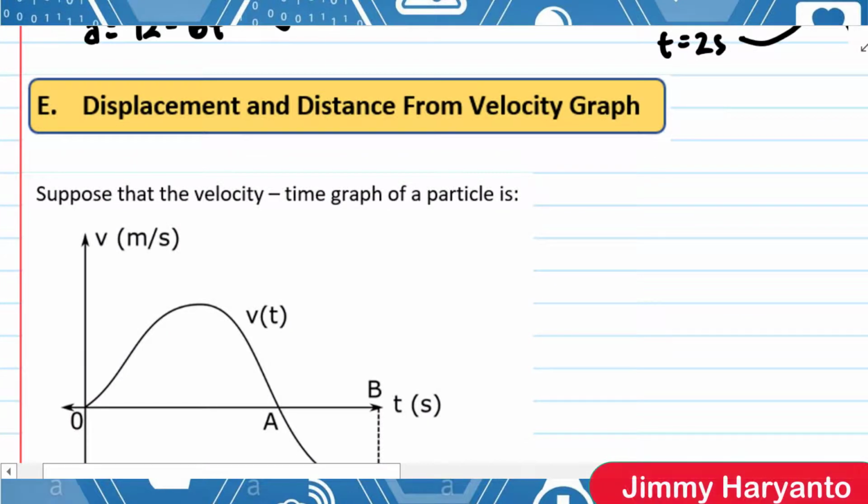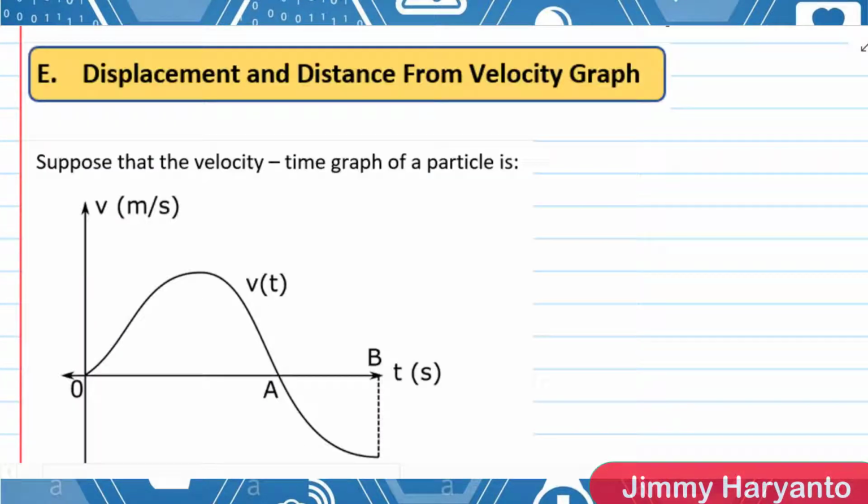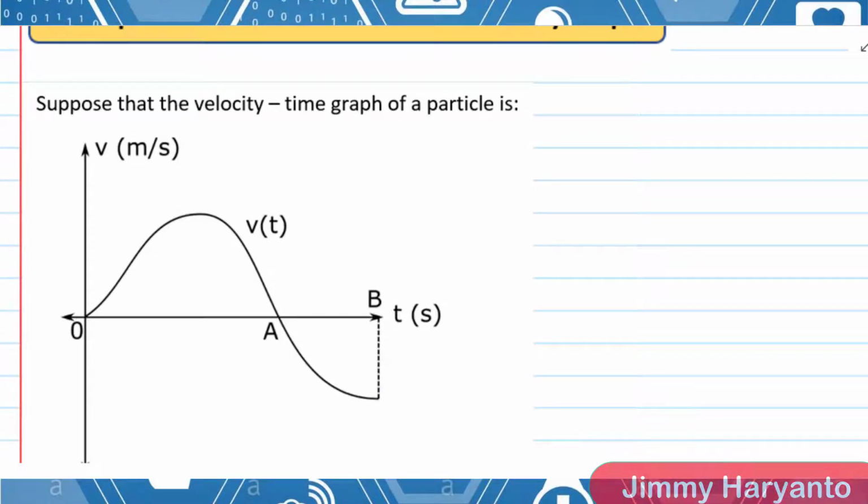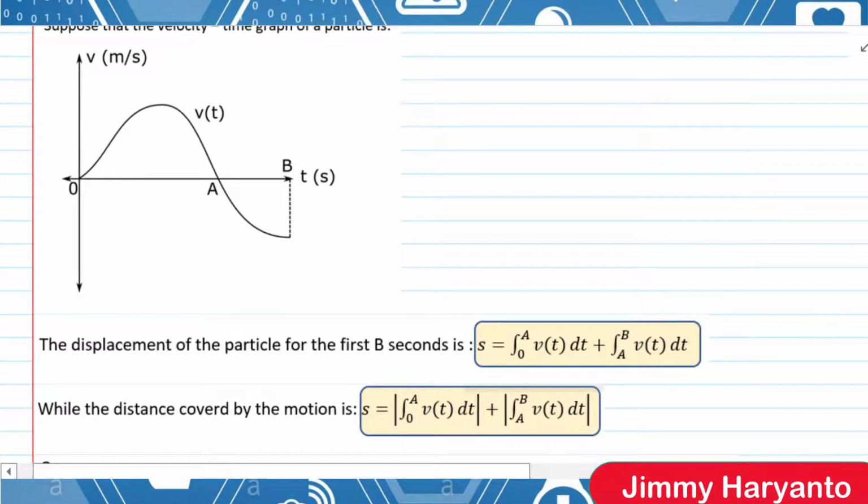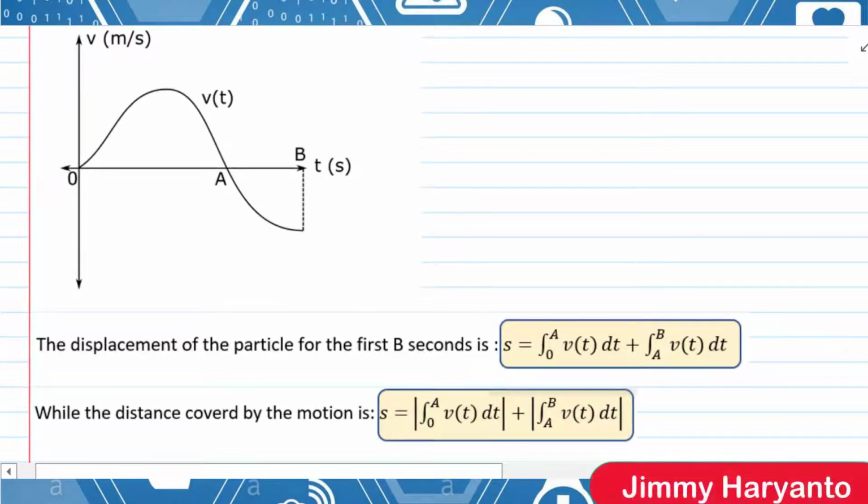Next is the displacement and distance from a velocity graph. Take a look at this velocity-time graph. We have a curve like this, and if the question wants you to find the displacement and distance, you can use this formula. The displacement of the particle for the first b seconds is s equals the integral from 0 to a of the function v(t) dt, plus the integral from a to b of v(t) dt.